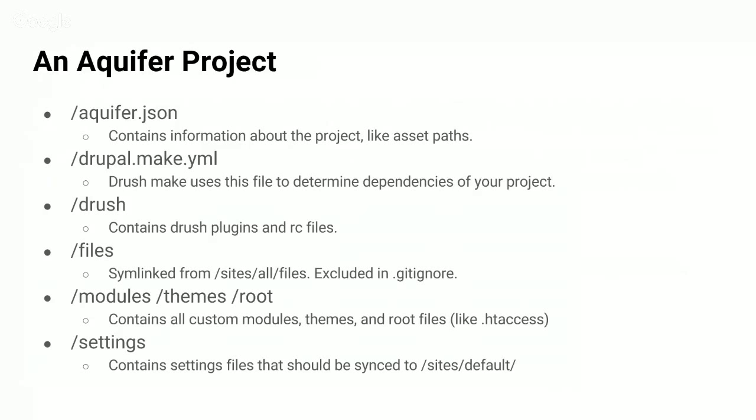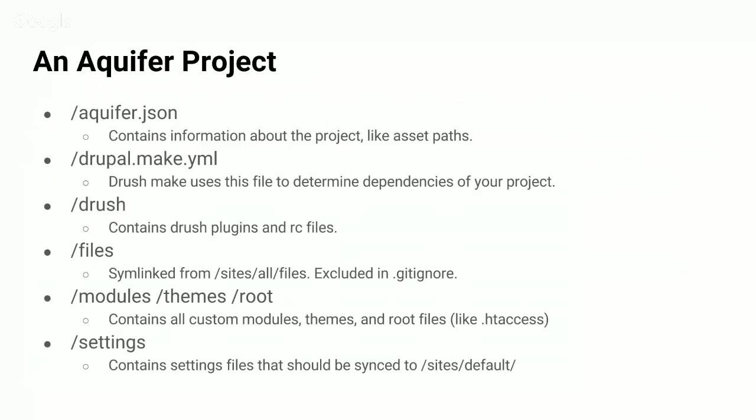The Drush directory contains just Drush stuff, like Drush plugins and RC files, like registry rebuild or whatever, and it's just a place to put those things. The files directory, which is symlinked from sites/default/files. Oh, I'm sorry, sites default files. It's actually incorrect in here, so I need to change that. It symlinks from that directory into your root directory, so you don't have to go and find it in the build. You can just get to it right from the root of your project. It's not committed, so you should be good to go there.